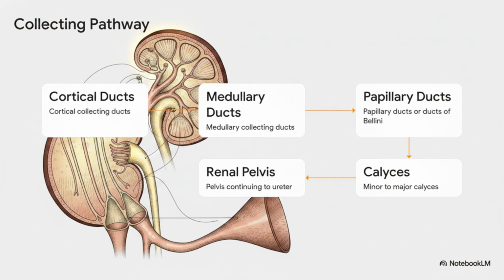The distal convoluted tubules first open into initial arched collecting ducts called cortical collecting ducts, located in the renal cortex. Here's a crucial detail. 7 to 10 of these cortical ducts actually merge to form a single straight collecting duct that passes into the medulla, becoming a medullary collecting duct. Down in the inner zone of the medulla, these merge even further to form papillary ducts, also known as the ducts of Bellini. These empty into the papilla of the minor calyces. 3 or 4 minor calyces unite to form one major calyx, which then opens into the expanded renal pelvis and finally continues out of the kidney as the ureter.